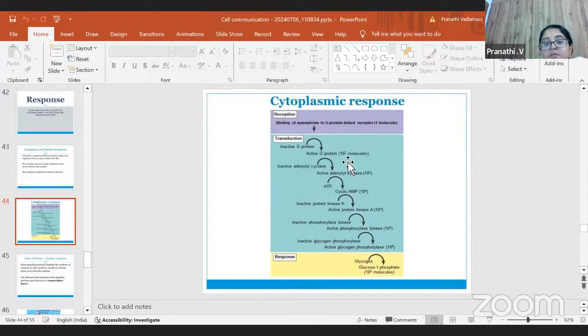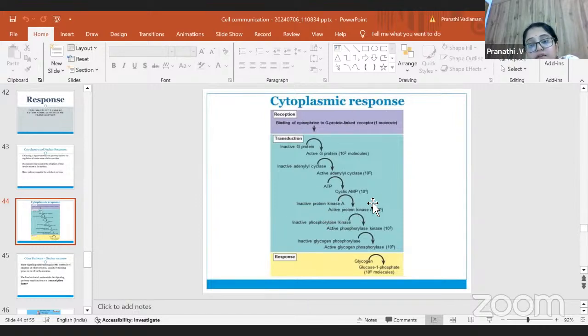How many molecules of that? Around 10 power 2, around 100 molecules of G protein coupled receptors. These 100 molecules each will activate another 100 molecules of adenylyl cyclase to form active adenylyl cyclase. So 100 into 100, around 10,000 of them are being activated. Now this cAMP is going to go and act upon inactive protein kinase A.